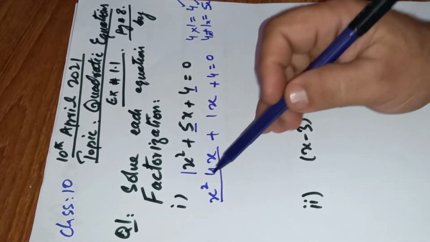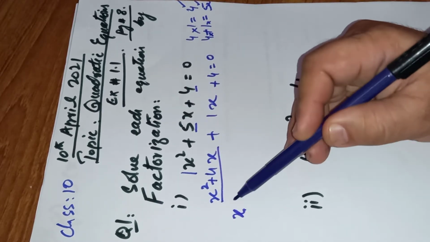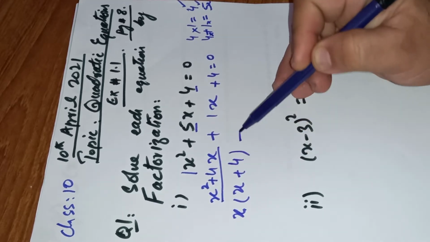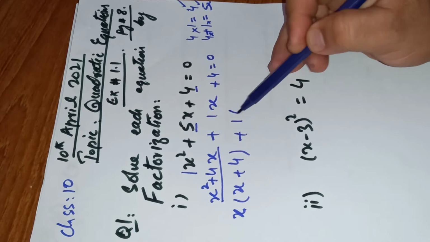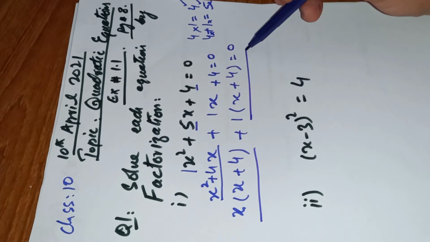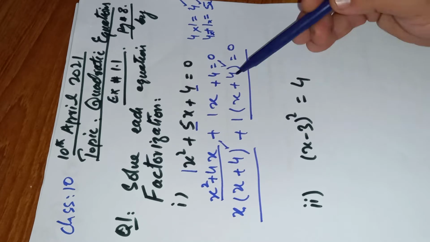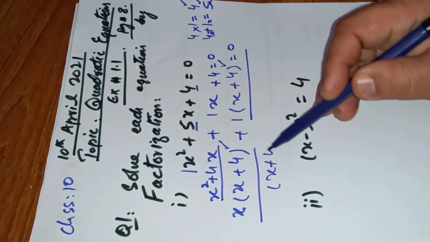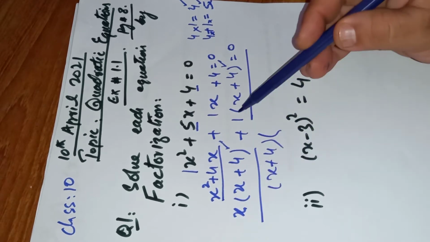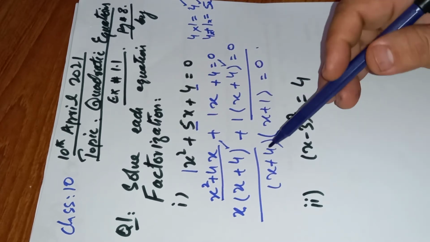So from the first two, this is also plus 4x. Okay, from the first two we got x common. Here 1x will be left. X is common, so 4 will be left here. Nothing is common, 1 is always common. So x plus 4 as it is. Now we got these two terms. In these two terms, x plus 4 is again common. So we will write it as the common, and the leftover is x plus 1 on this side, equal to 0.